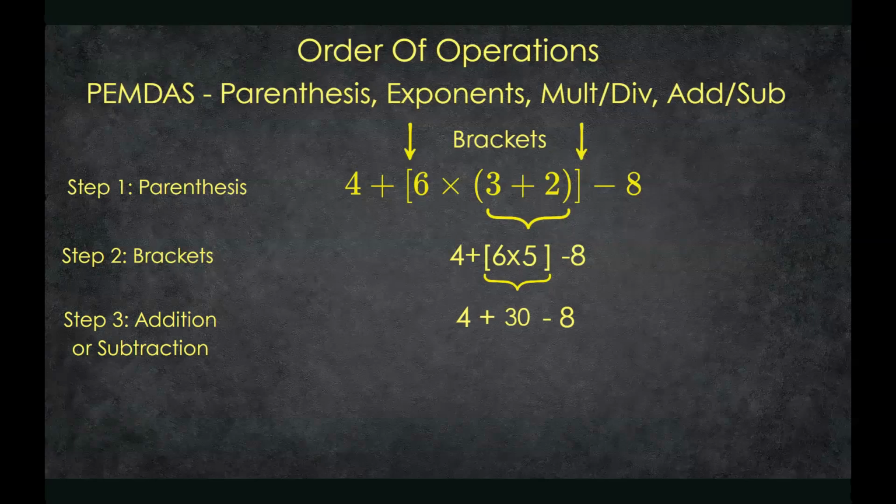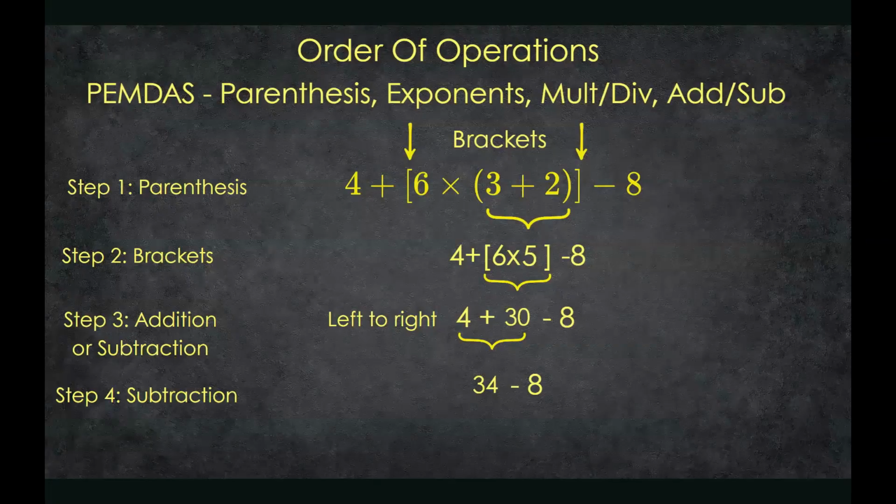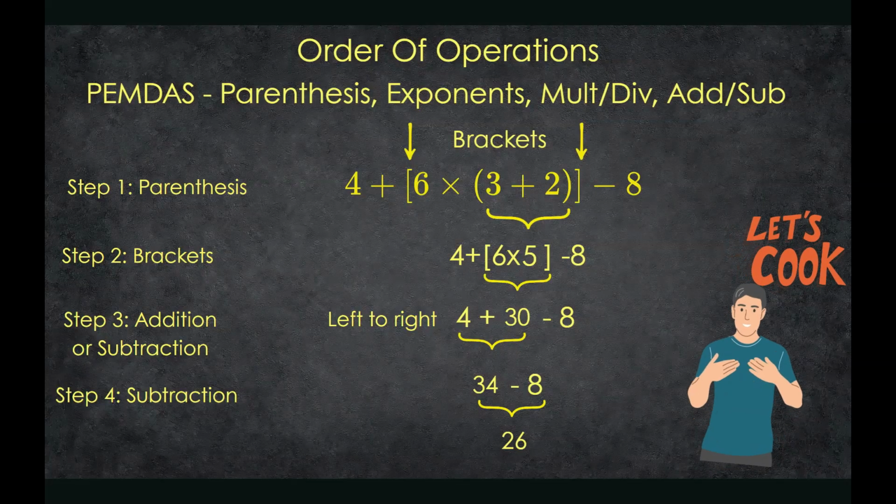And again, now we see addition and subtraction. Addition and subtraction are going to be treated the same. So when that happens, we are going to be working from left to right. So we are going to go 4 plus 30. That's going to give us a total of 34. And then we drop down our minus 8. And that's our final step. 34 minus 8. That is going to equal 26.